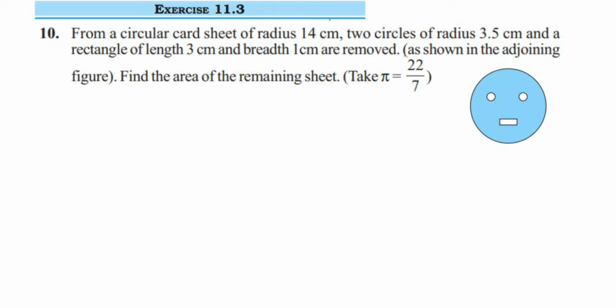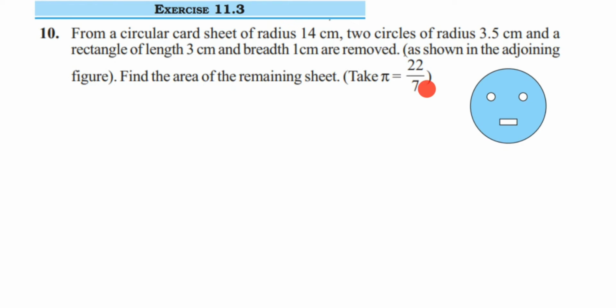Hey everyone, here I am doing exercise 11.3, 10th question. This is from the perimeter and area chapter of class 7. The question is, from a circular card sheet of radius 14 centimeter, two circles of radius 3.5 centimeter and a rectangle of length 3 centimeter and breadth 1 centimeter are removed, as shown in the adjoining figure, which is this. Find the area of the remaining sheet and take the pi value as 22 upon 7.